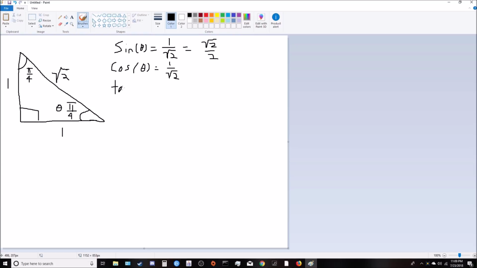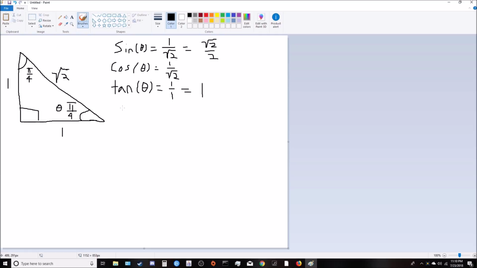Math's pretty interesting. Lots of cool stuff goes on when you really get into it. But that being said, what's the tangent of theta? So for either of these pi over 4s, the opposite side is going to be 1, and the adjacent side is also going to be 1. So that's just 1 over 1, or 1.